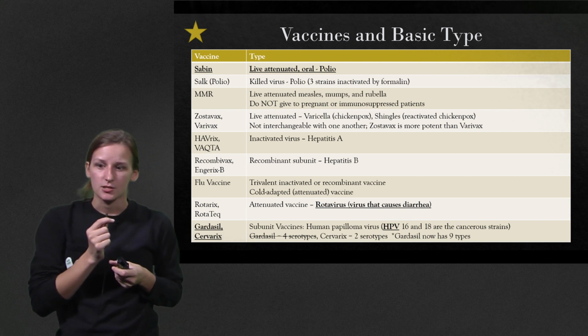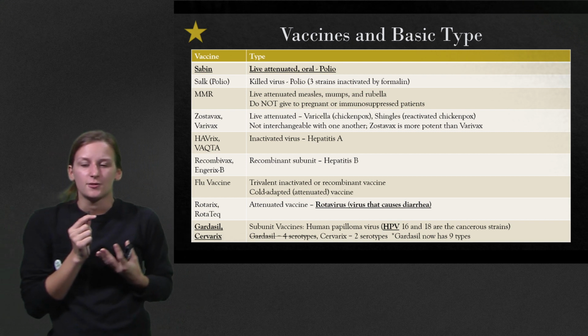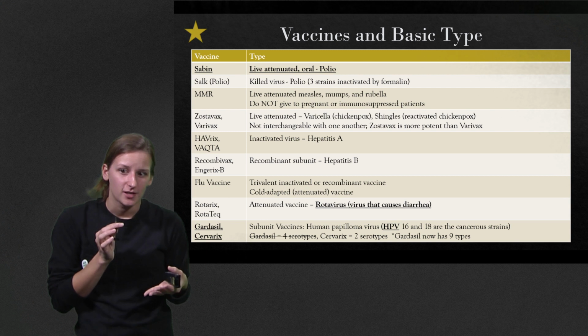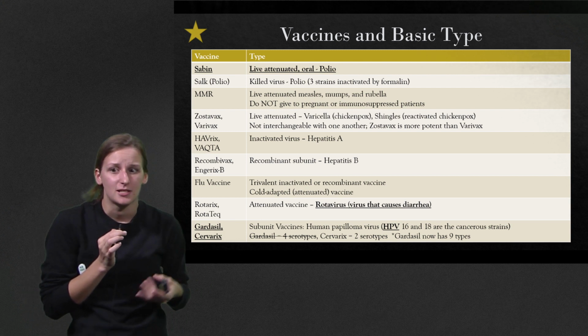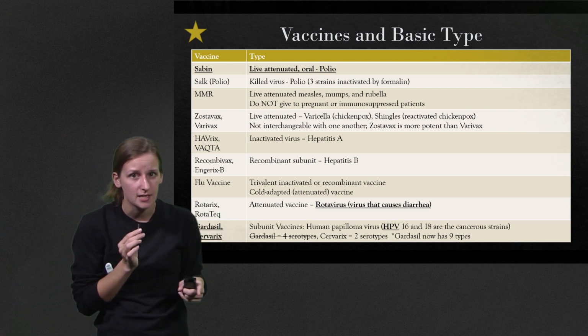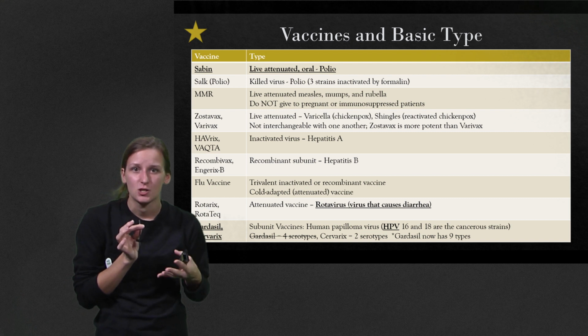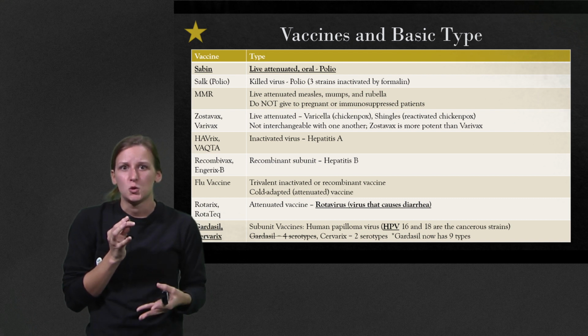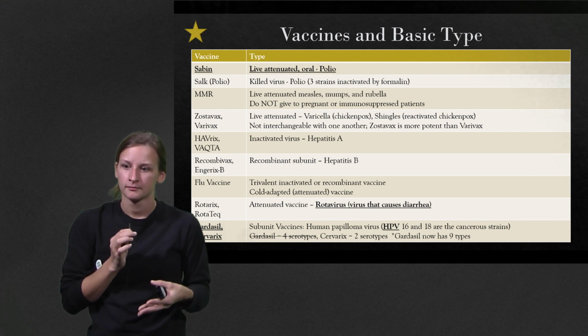The MMR vaccine is also live attenuated, and once again, third time in a row, don't give them to pregnant or immunocompromised patients, because rubella can traverse the placenta, and live vaccines could be detrimental to immunocompromised patients.